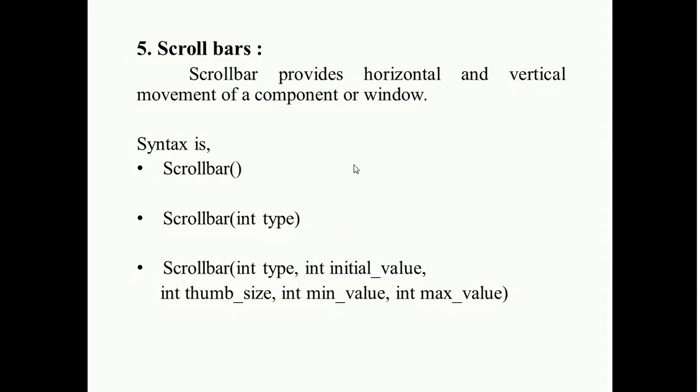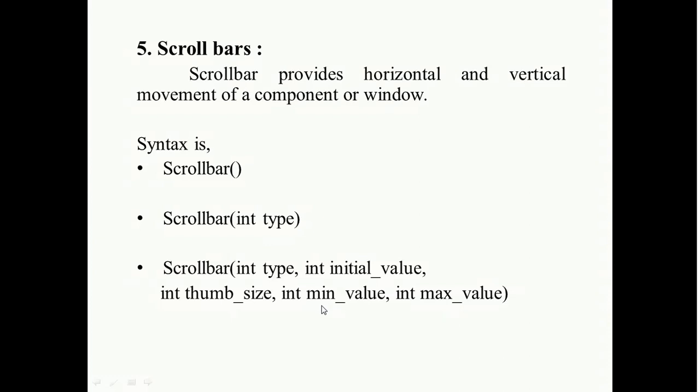The third constructor has 5 parameters. First one is int type. It is nothing but the type of the scroll bar, that is horizontal type or vertical type. Second parameter is initial value. It is nothing but the initial value of the scroll bar. Third parameter is thumb size. It is the height of the thumb.